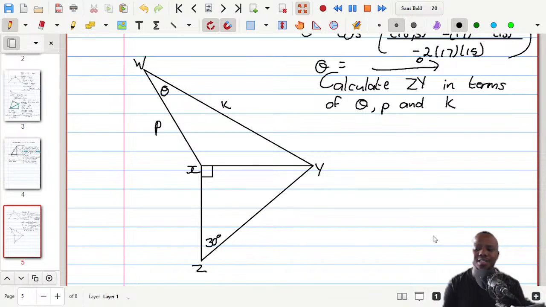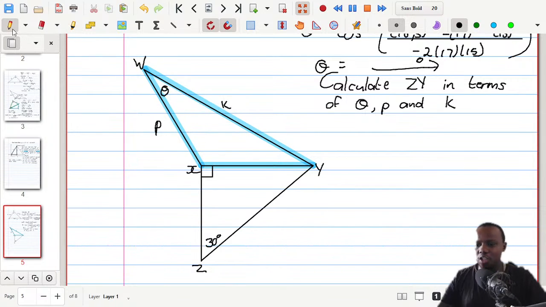The next question says calculate ZY in terms of theta, p, and k. Now you see here, this is very similar to what we did in the previous section on the sine rule. What we need to make sure of is that because the question didn't tell us step by step like in the first case where to start, we need to identify the triangle with the most information. In this case, when I look at triangle WXY, I will see the triangle WXY has two sides and an included angle. I can actually use the cosine rule to solve for w.